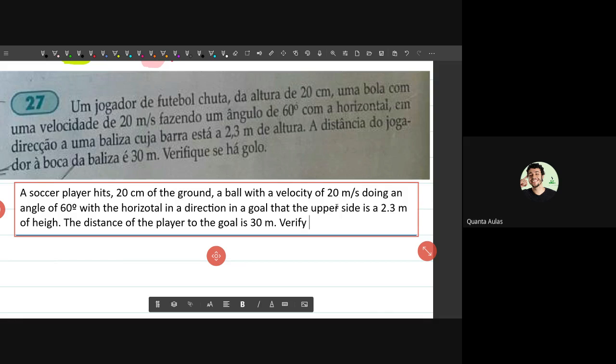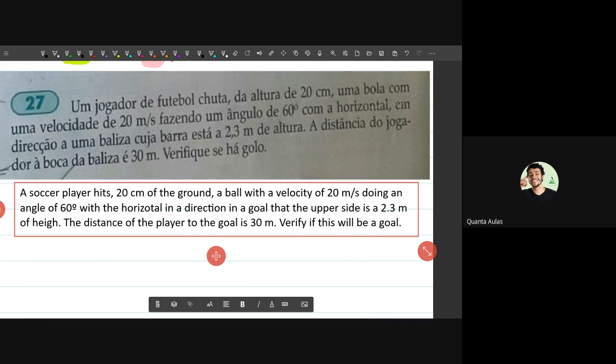Verify if this will be a goal. Goal, the really goal, the situation when the ball passes the goal line. Okay. Yeah. This is what they want to do. Okay.